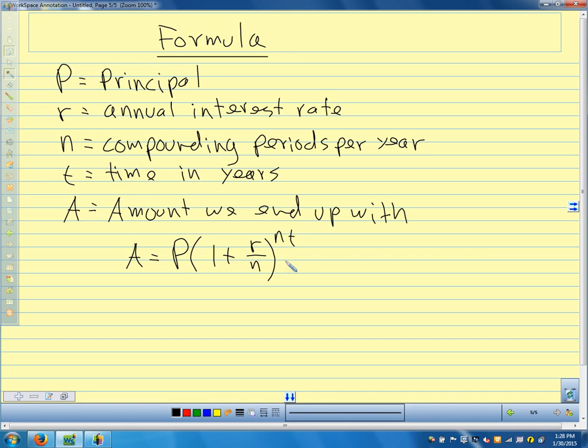And an interesting thing happens. I want to show you how we do a couple of calculations with this. Interesting thing happens as N, our compounding periods, gets bigger and bigger and bigger. All right, questions on the formula?